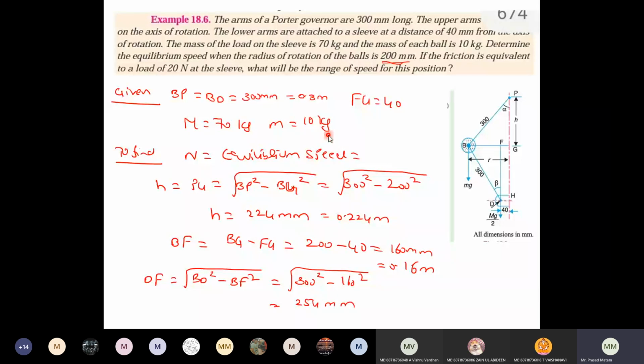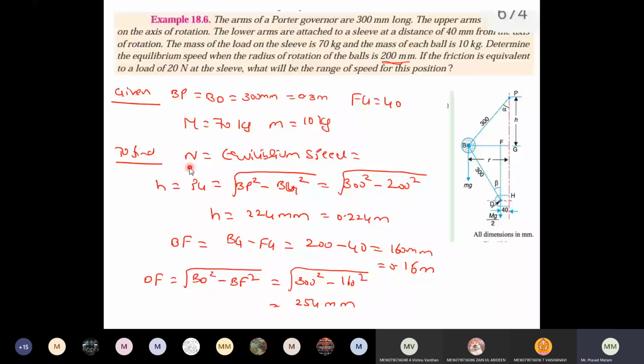We are supposed to find two parameters here. First, we need to find the equilibrium speed, and second, considering the friction load, we are supposed to find out the range of the speed for this position. So this morning I completed up to the equilibrium speed. Okay, I am just repeating again.